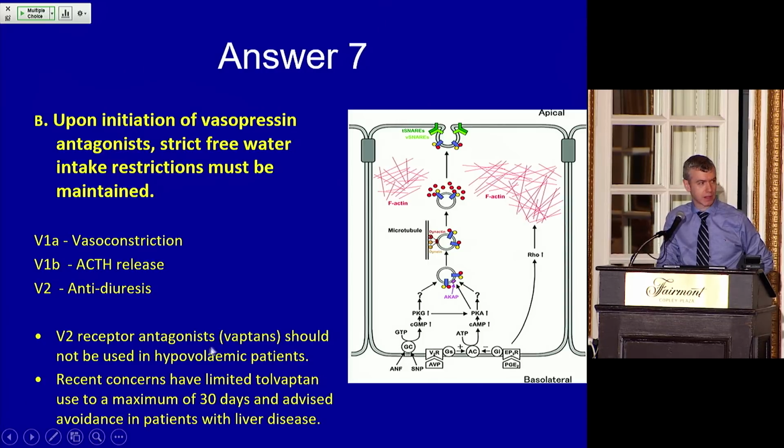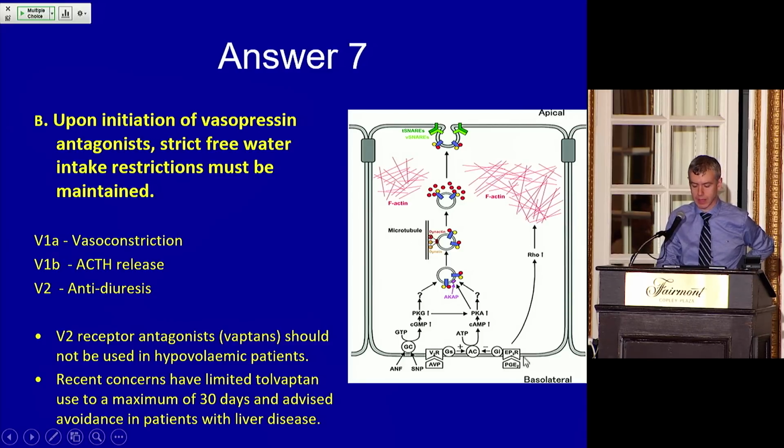So V2 receptor antagonists, or Vaptans, should not be used in hypovolemic patients. Recent concerns have limited tolvaptan use to a maximum of 30 days and advised avoidance in patients with liver disease. And upon initiation, you should relax free water restrictions when using Vaptans. Here's just a schematic of how it works. You've got the basolateral membrane here in the distal tubule, the V2 receptor, arginine vasopressin coming to bind to this, and via this G-linked protein with adenyl cyclase causes this intracellular series of reactions that translocates the aquaporins into the apical membrane.